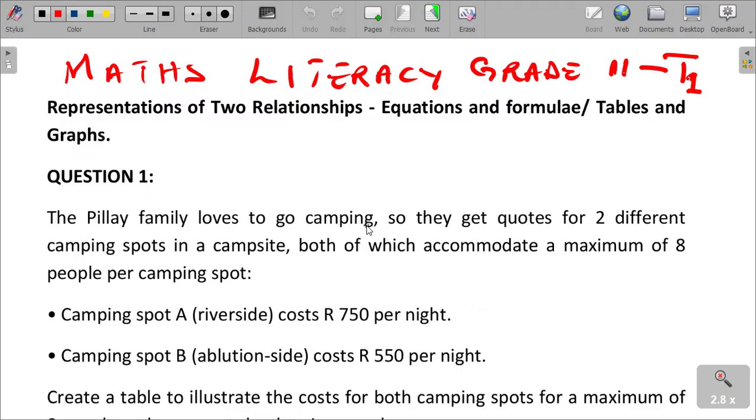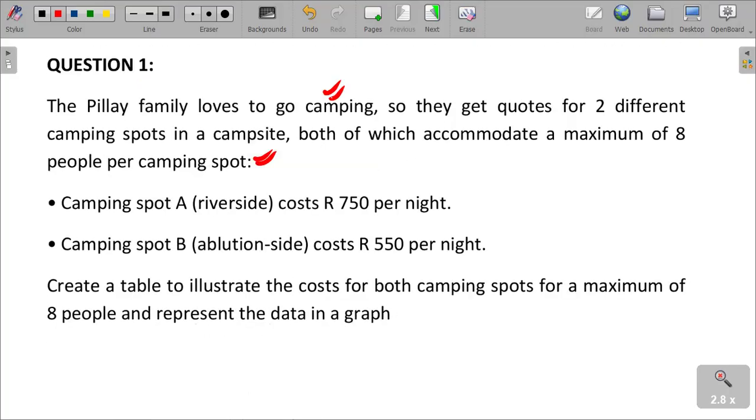Question number one: the Pillay family loves to go camping, so they get quotes for different camping spots in a campsite. They got two different quotes for different camping spots, both of which accommodate a maximum of 8 people per camping spot. So we are given a scenario here of a family, and then the scenario goes on. Camping spot A, it's a riverside.